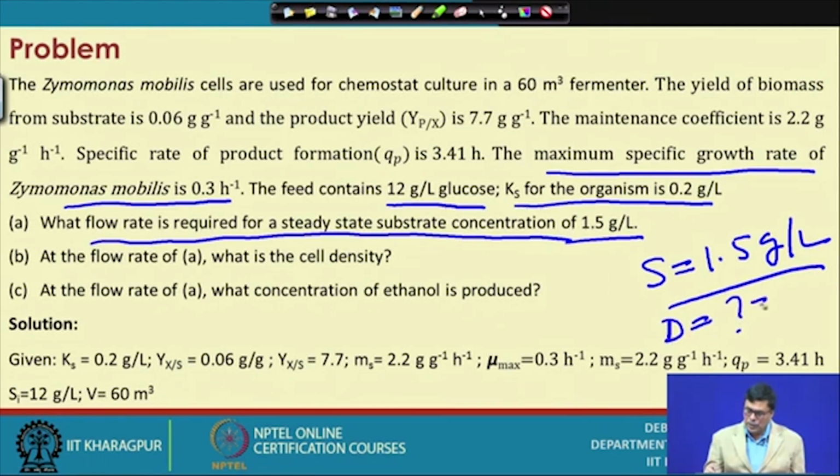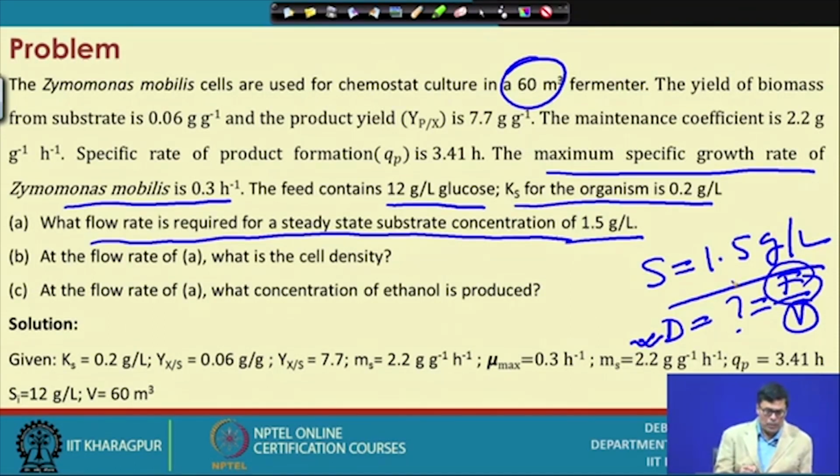If we know the dilution rate, which equals F by V, am I right? Now, we know the volume of the reactor. So if you put in the volume of the reactor, and find out the dilution rate, we can easily find out the flow rate.